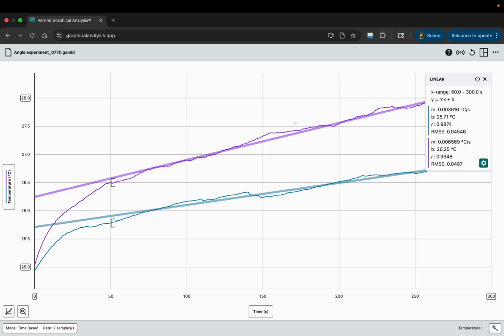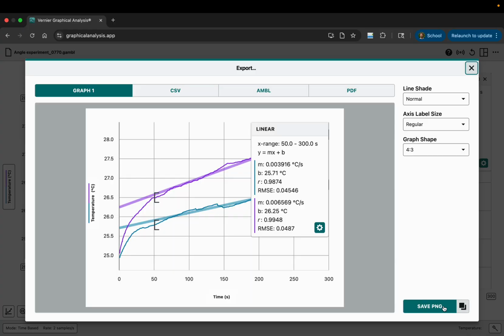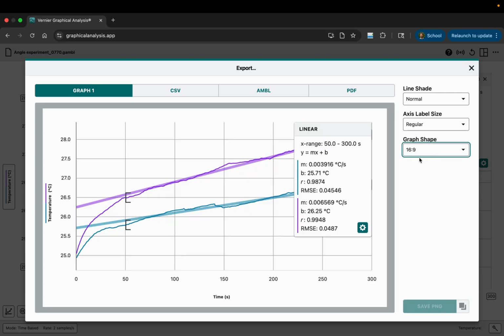If you are using these rates of change and slopes on graphs in graphical analysis, you may want to take the version of your graph with the lines on it and then go to Export and click Save PNG or click Copy to grab this exact graph with the lines on it. Sometimes this data label gets in the way. You might want to change the graph shape to make it a little cleaner. You can play around with those options, but this would allow you to have a copy of this exact data set in your notes, which can sometimes be useful.